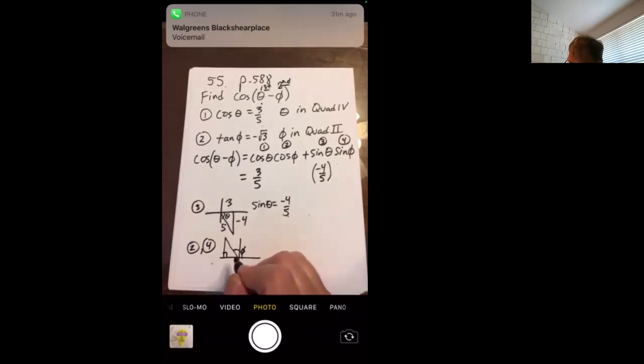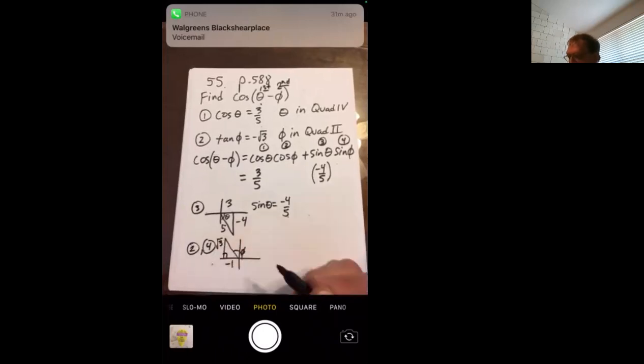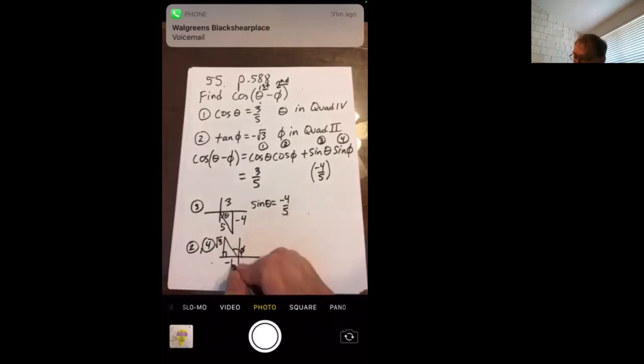All right, remember it's tangent's y over x. So your y is positive, so that's going to put your root 3 here, and your x is negative 1. So your tangent is y over x, negative root 3. And your hypotenuse, that's going to be root of 3 squared, add 1 squared is 4. It's going to be even 2. This squared is 3, negative 1 squared is 1, 3 plus 1 is 4, square root of 4 is 2.